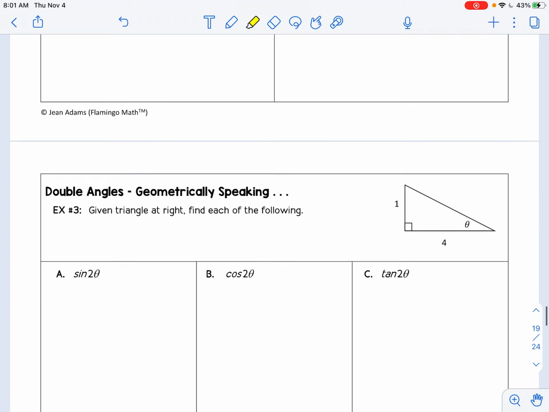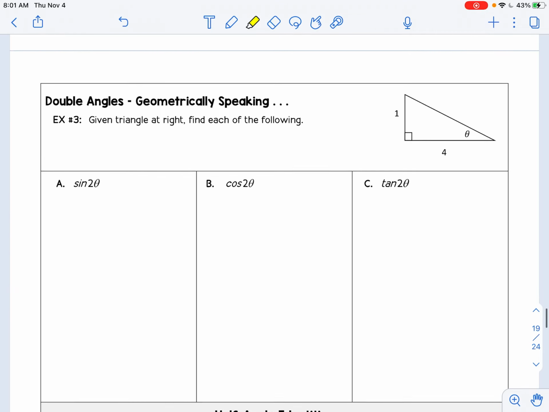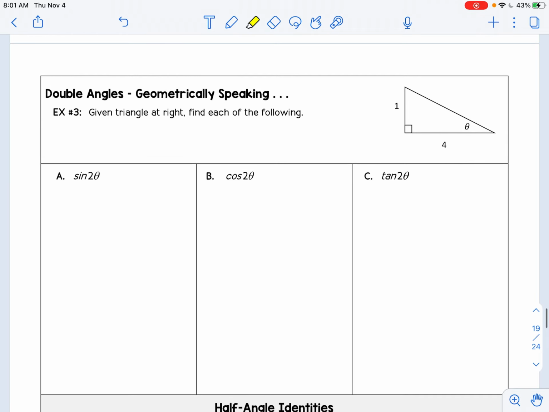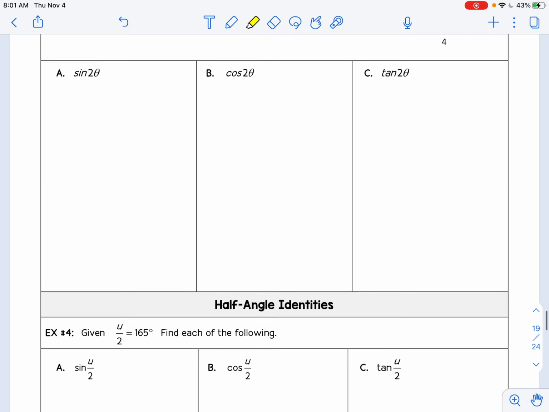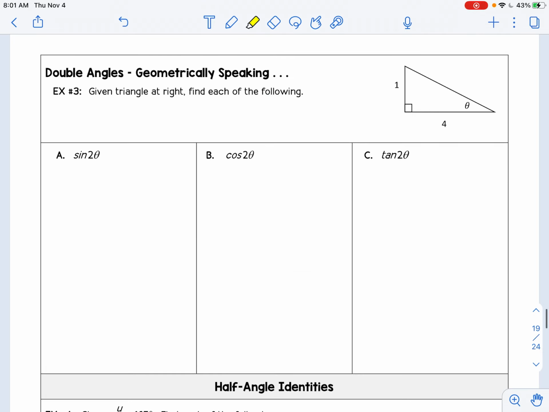But let's go down here and do example 3. If I gave you this one, it says, given the triangle that right, find each of the following. And then we'll try to apply another one to the half angle. We're just going to focus on sine and cosine here.